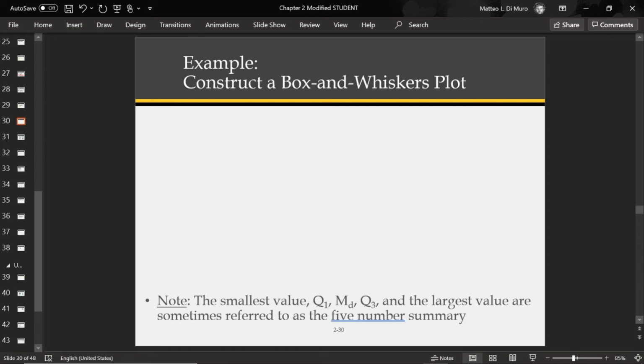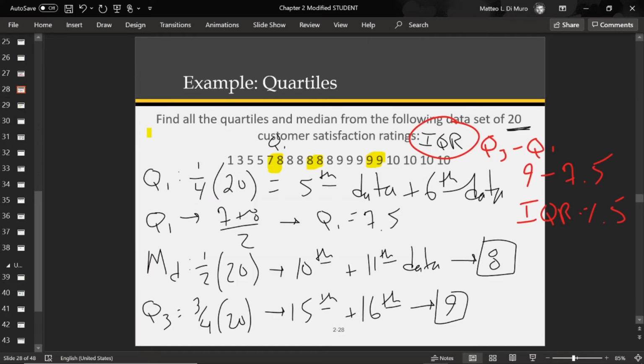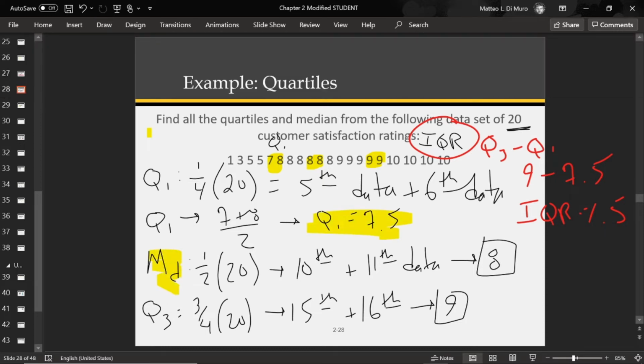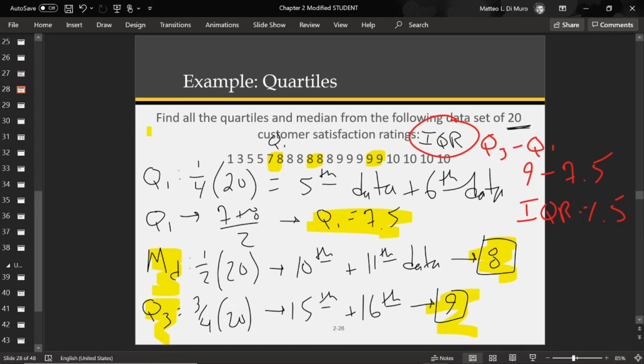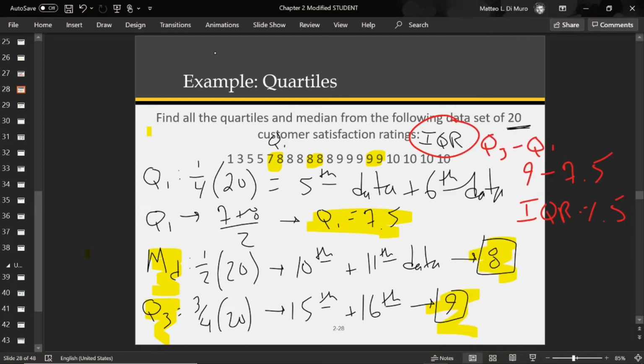I would like to use the last data set for simplicity, the one that we just did. I will go back. Here it is. We got our Q1 at 7.5, and then we got our median at 8 and Q3 at 9. And an interquartile range of 1.5. It won't let me highlight off my slide, maybe. No, it does. Okay, perfect.